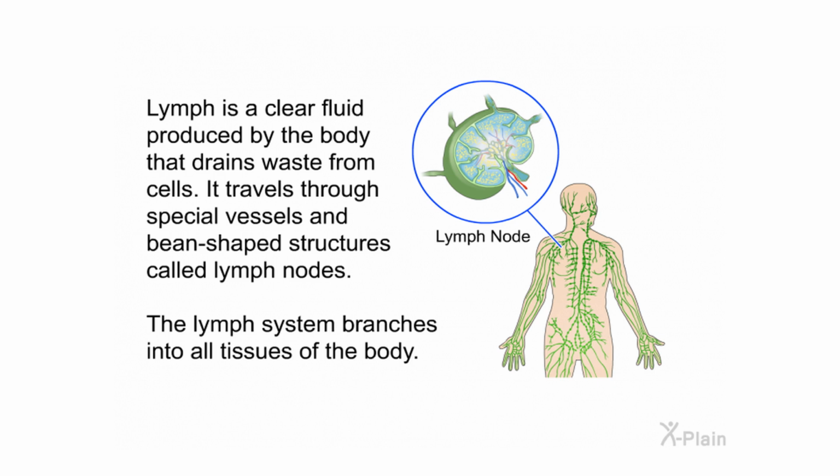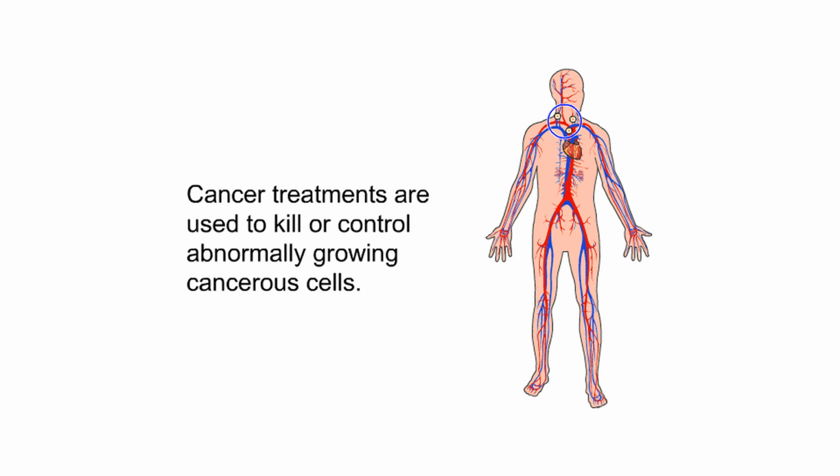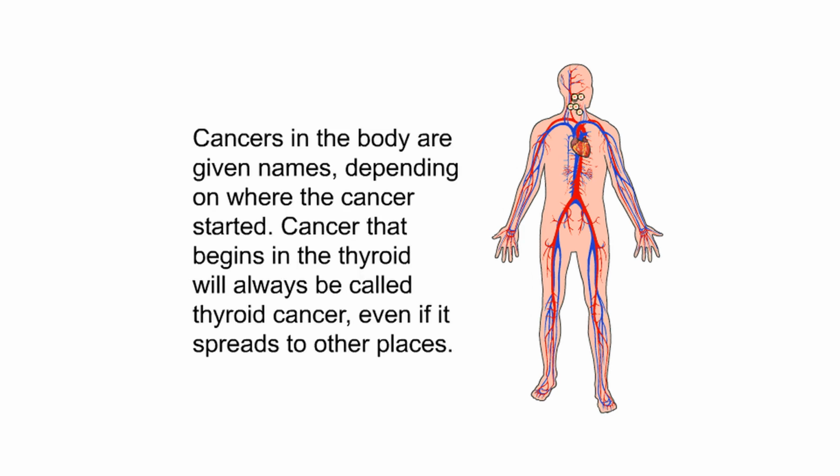Lymph is a clear fluid produced by the body that drains waste from cells. It travels through special vessels and bean-shaped structures called lymph nodes. The lymph system branches into all tissues of the body. Cancer treatments are used to kill or control abnormally growing cancerous cells. Cancers in the body are given names depending on where the cancer started. Cancer that begins in the thyroid will always be called thyroid cancer, even if it spreads to other places.